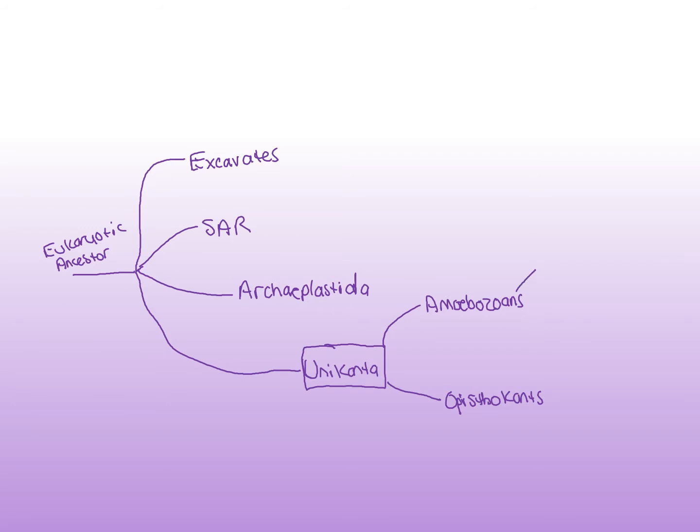Okay, the Amoebozoans split into three major groups. Okay, so we have the slime molds. We have the tubulinids. And then we have the Entamoebas. Now the slime molds further divide into two major groups. We have the plasmodial slime molds, and then we have the cellular slime molds. All right.